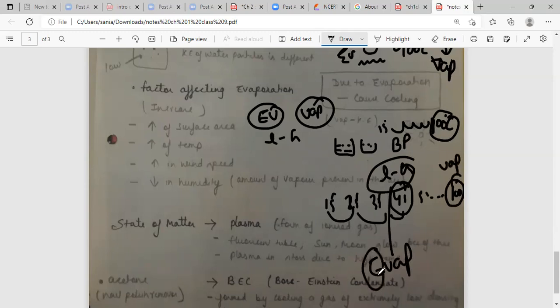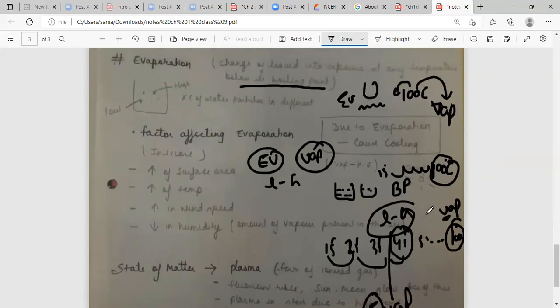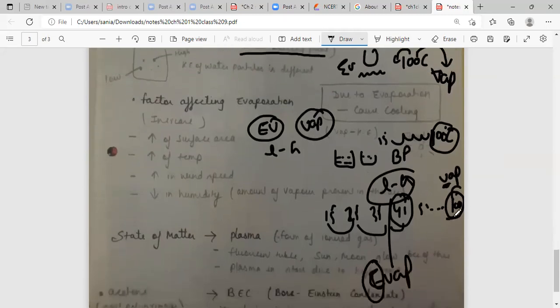E always comes earlier than V, right? A, B, C, D, E, and V comes last. So just remember, E is basically below or before the boiling point. Your boiling point is 100, but if your liquid gets converted into gaseous form below your boiling point, maybe 45, 35, 55, 99, 88, whatever it is, then it is known as evaporation. But if it converts at or after your boiling point, then it will be vaporization. Clear?